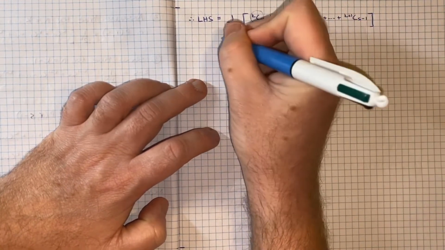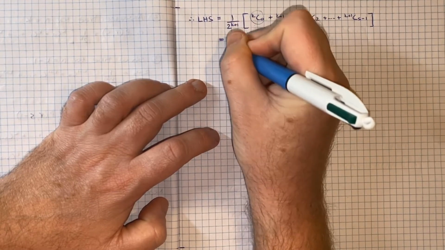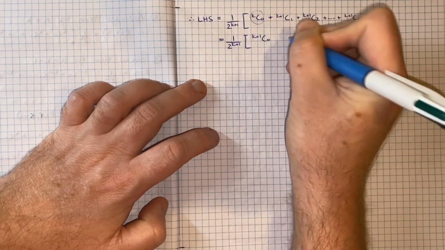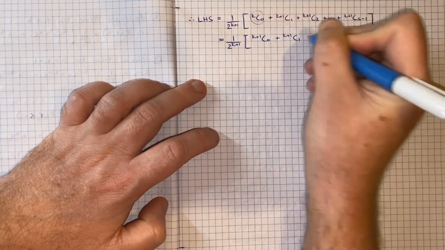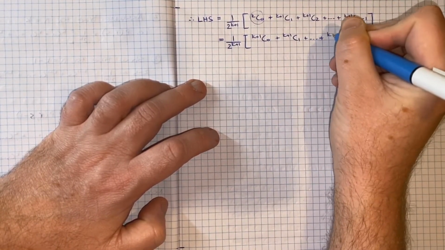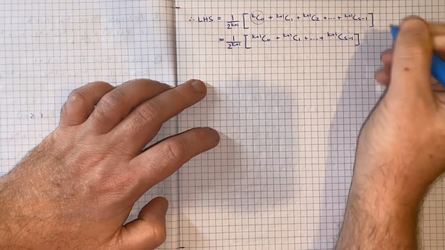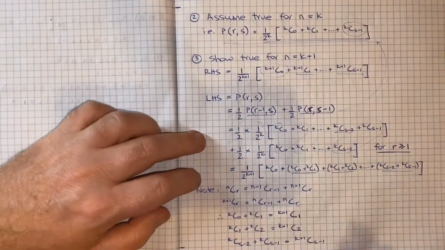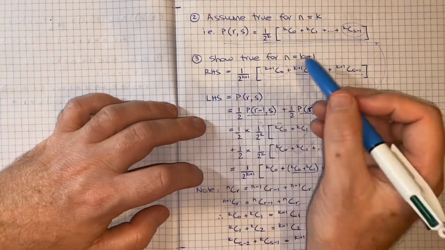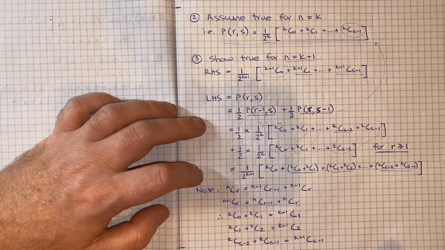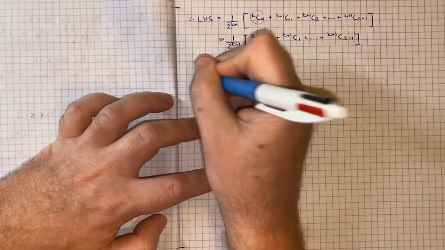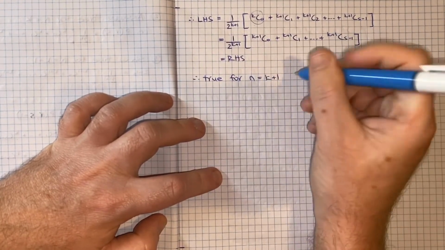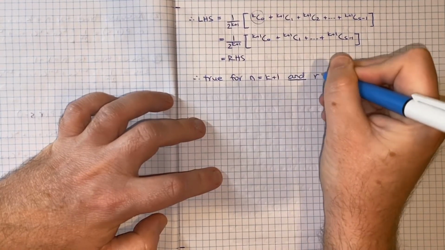They're both 1. So I could write this as 1 on 2 to the k plus 1 times k plus 1 C0 plus k plus 1 C1 and so on, all the way up to k plus 1 Cs minus 1. And there, that is our right-hand side. That is exactly what the right-hand side becomes when we assume n is equal to k plus 1. So we could say, therefore, true for n is equal to k plus 1 and r greater than or equal to 1.